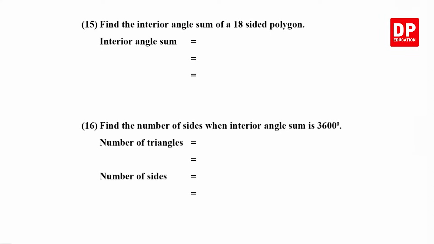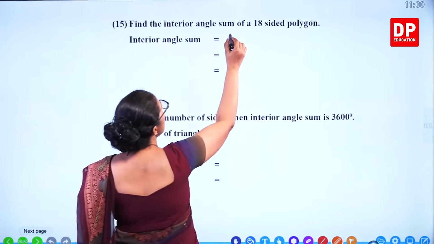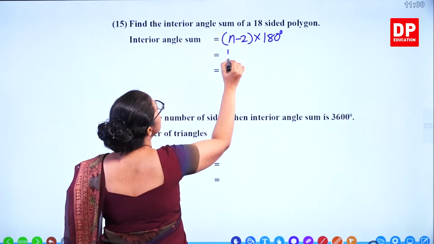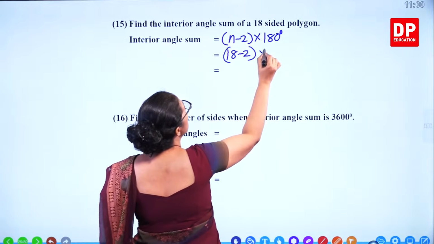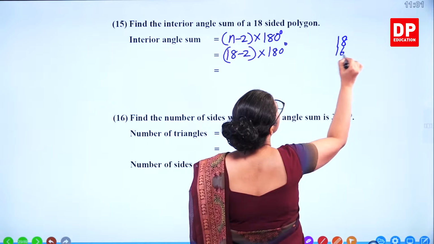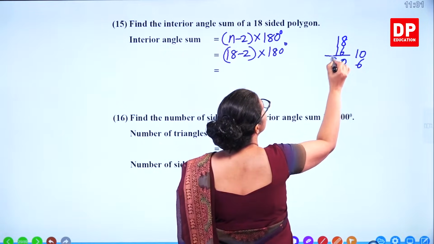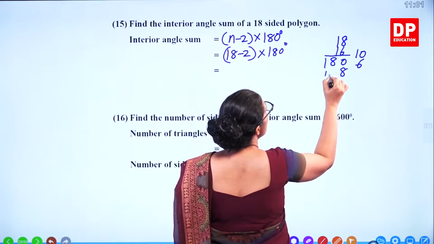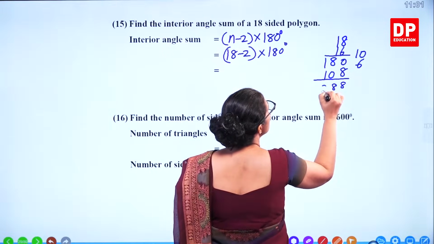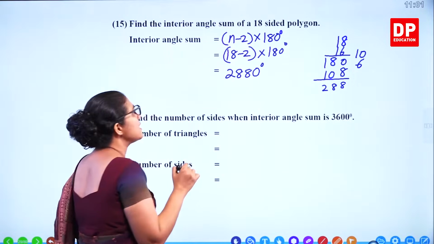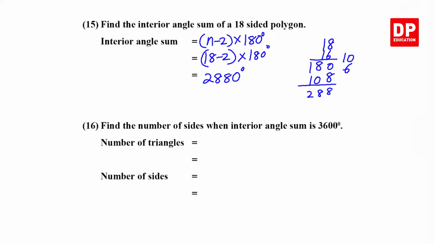Find the interior angle sum of an 18-sided polygon. (n minus 2) into 180. So 18 minus 2, that's 16. 16 into 18. 6 times 8, 48. 6 times 1, 6 plus 4, 10. 288 and this 0, that's 2880 degrees.